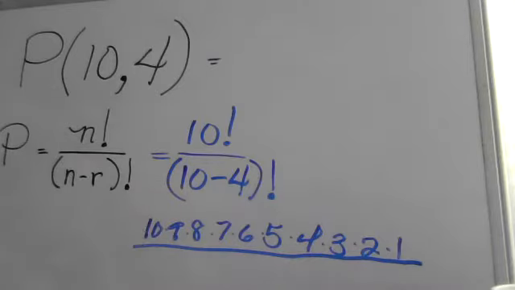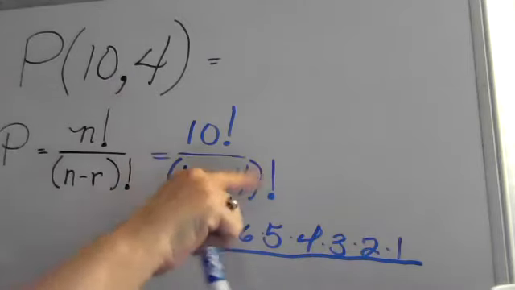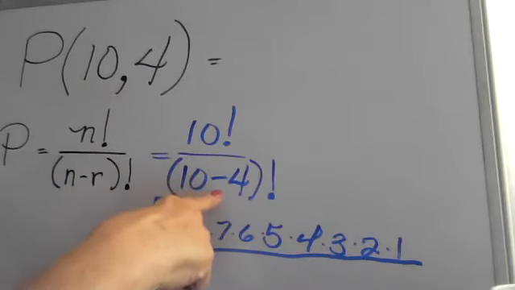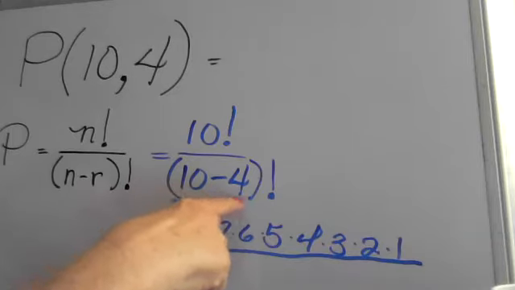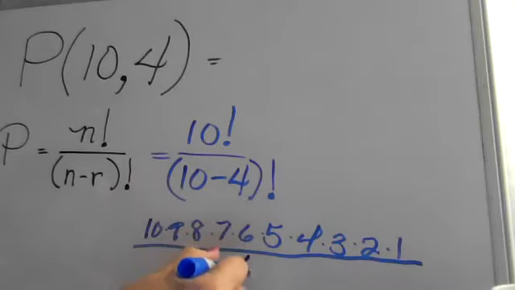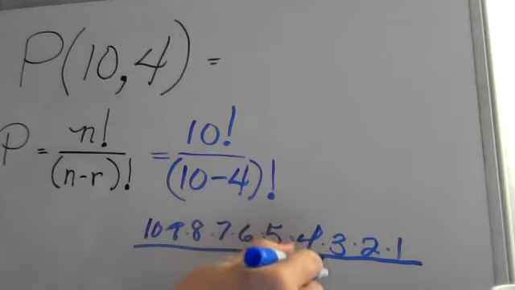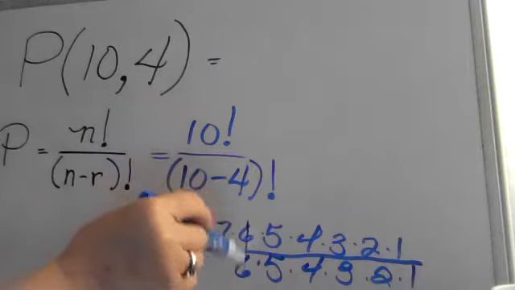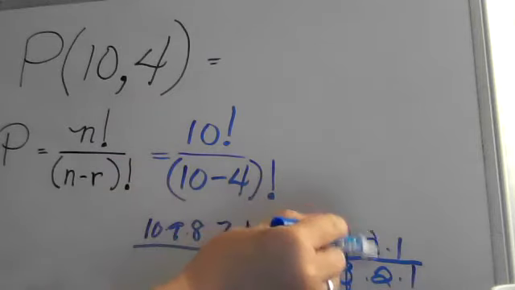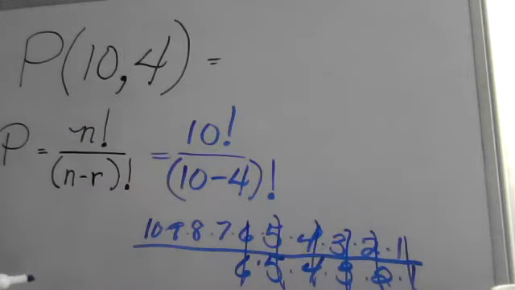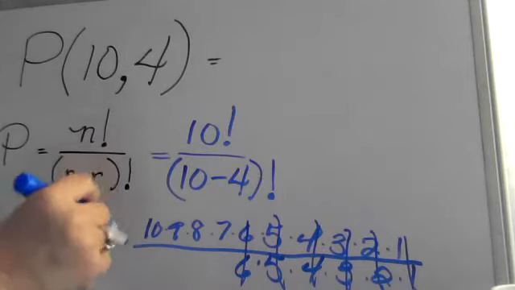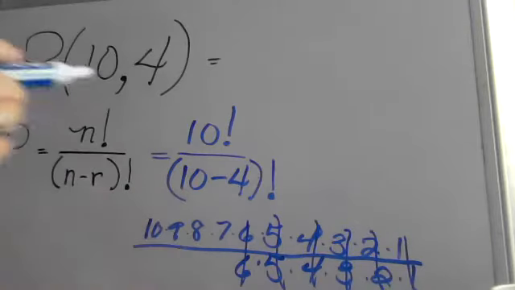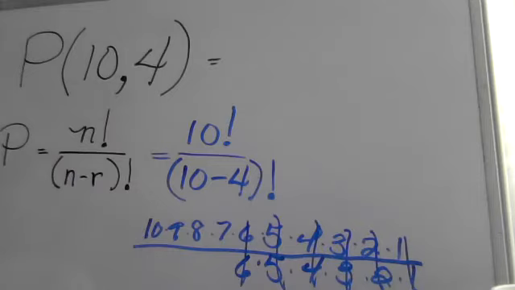Now on the bottom, it says 10 minus 4, and that's in parentheses, so we need to do this first. And 10 minus 4 is 6. So on the bottom, I'm going to have 6 factorial, right? Yes. 6 times 5 times 4 times 3 times 2 times 1. And if you can see the 6, all of these will cancel out because the top and the bottom are the same. So the answer to this problem is going to be 10 times 9 times 8 times 7. And I'm assuming we have calculators.